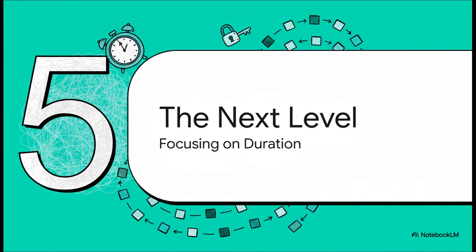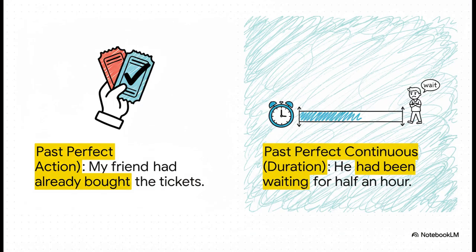Okay, now that you've totally got the past perfect, let's look at its very close cousin, the past perfect continuous. This is where we can add another layer of awesome detail to our stories. It doesn't just focus on a completed action, but on how long that action was going on. Just look at the difference here. On the left, had already bought tells us the action was finished. Bam, done. It's a single completed event. But look at the right side. He had been waiting. That emphasizes the duration. It tells a much richer story, right? You can almost feel how long that half hour felt to your friend.